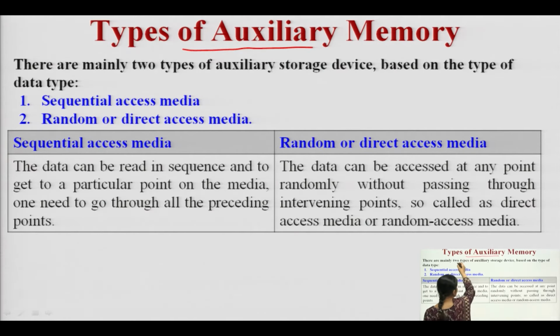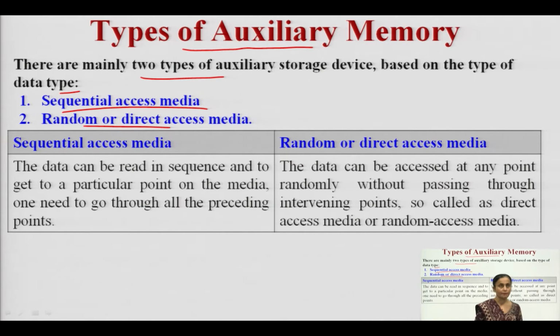They are categorized basically into two types based on their data access. The first is the sequential access media, and the second is the random or direct access media. First, the sequential access media. As the name suggests, we read the data or programs in a sequential manner. We cannot go directly to any point; the data is read in sequence. Suppose we want to go to a particular point on the media, then we need to start from the beginning and move through the preceding points.